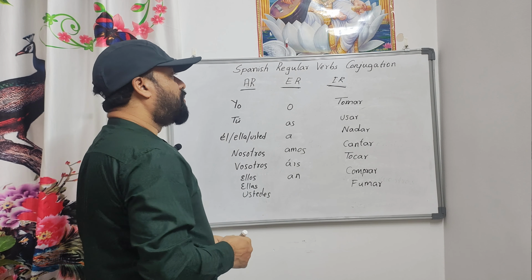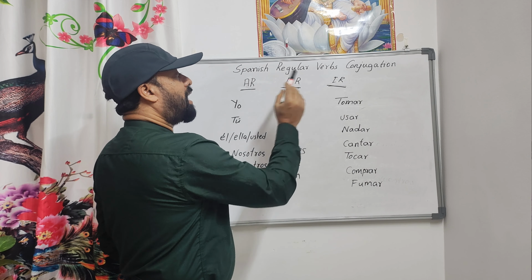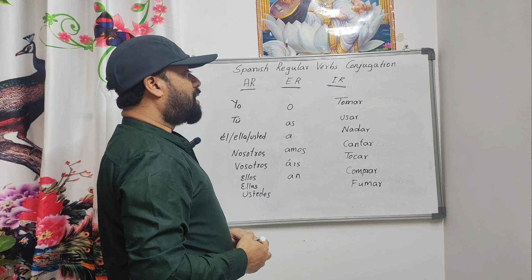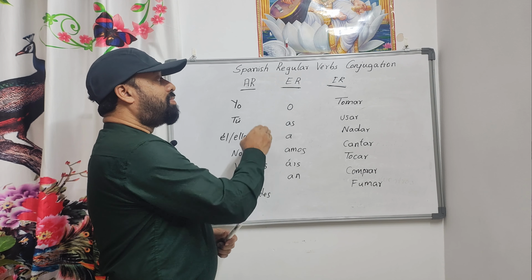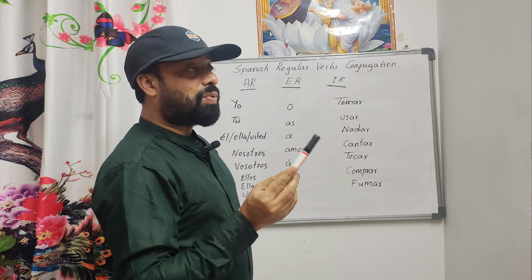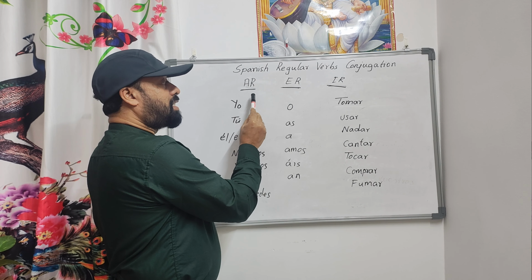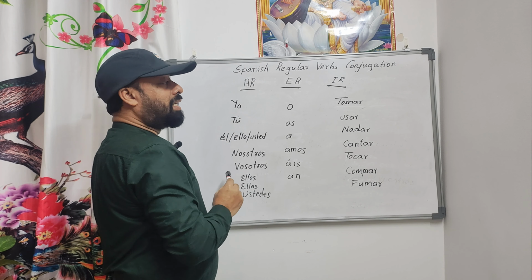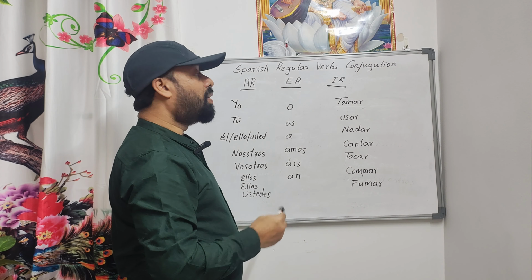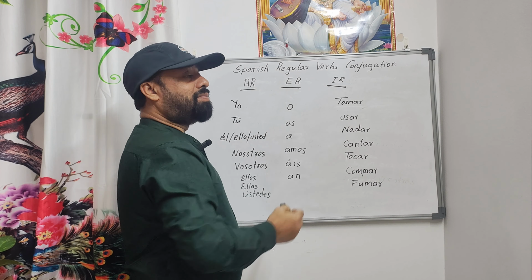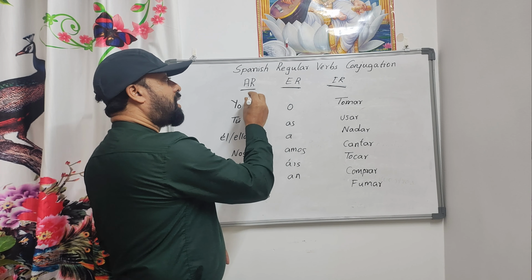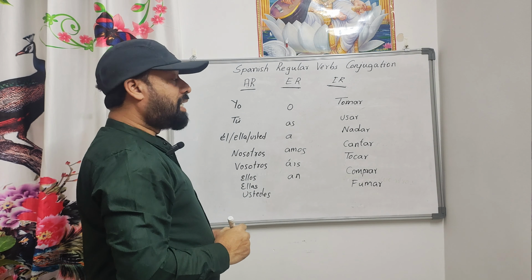Of course, why did I write AR ending, ER ending, and IR ending in this order? There's also logic, because 60 to 70% of verbs end with AR. That's why we say it's the premier group, the first group of verbs. Then almost 20 or 30% of verbs are ER ending, and 10 to 20% are IR ending verbs. That is why we wrote AR first, then ER, then IR.